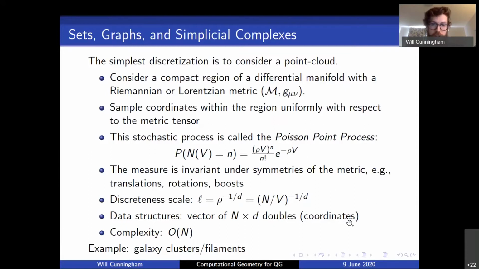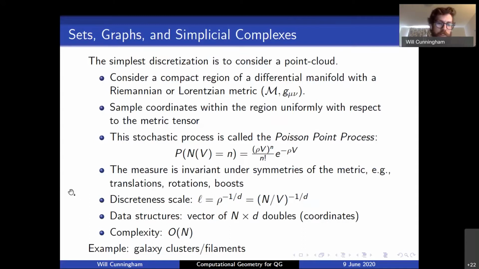So for data structures here, we're just looking at basically a vector of coordinates. So this would be maybe n times d doubles. It's really pretty straightforward, not very memory intensive, not very computationally intensive to generate, except for the fact that you're using random numbers. That's really the bottleneck. And the complexity of this is order n.